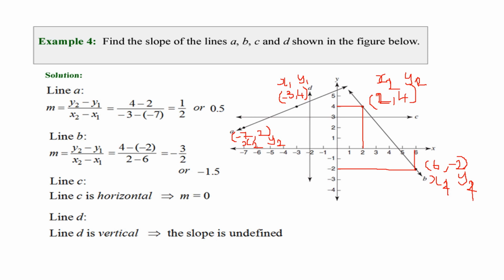Okay. And the next line, we have C. C is a horizontal line. So in the previous example, we learned that a horizontal line has no steepness. So the slope must be 0. And for the vertical line, we cannot find the slope. So the slope is undefined, and we should mention undefined. Here we do not write 0 for a vertical line.